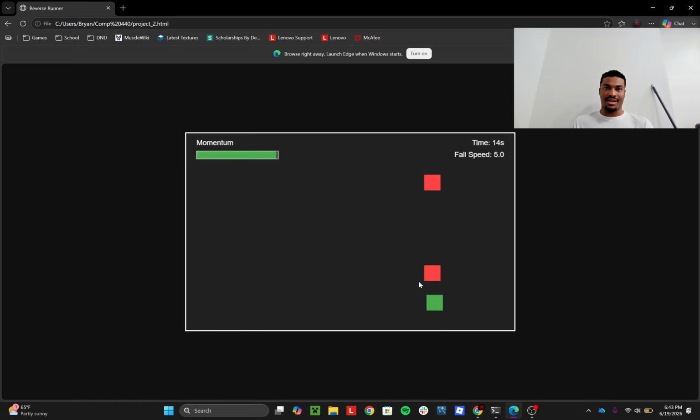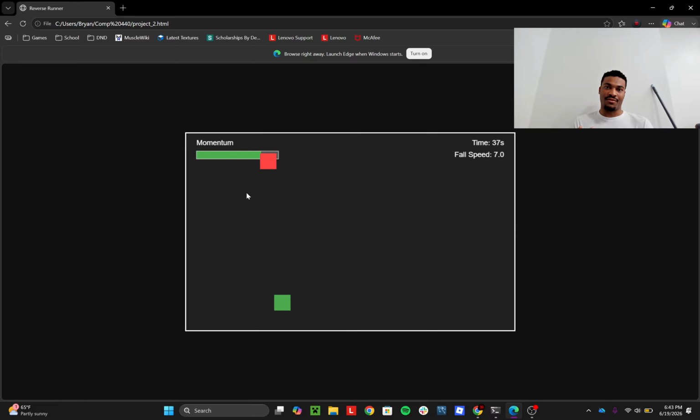Now, as you can see, when I hit a block, my momentum increases, as shown by the bar. And momentum here is the survival resource. It drains automatically over time, but if I move left and right, it will also drain faster, which means movement has a cost and must be used carefully.